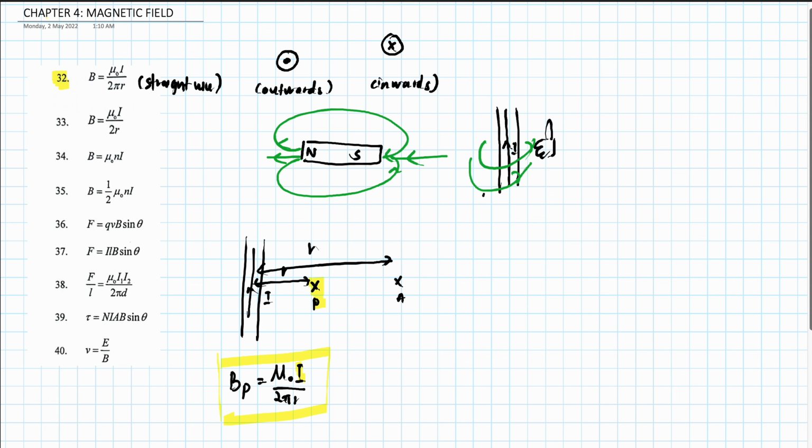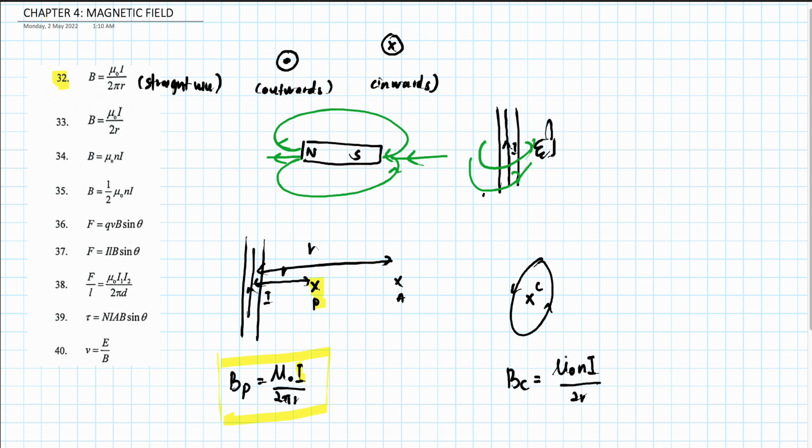Lepas tu ada lagi satu, kadang-kadang kita tak ada wire yang straight. Instead kita ada wire in the circular coil. Contoh ni wire awak circular coil. So kita nak cari magnetic field dekat point ni, contoh ini adalah point C. So wire ini carrying current lah, so ada current yang flowing through the wire. So kita nak cari magnetic field of the circular coil. So magnetic field of the circular coil adalah mu naught Ni bahagi dengan 2R.